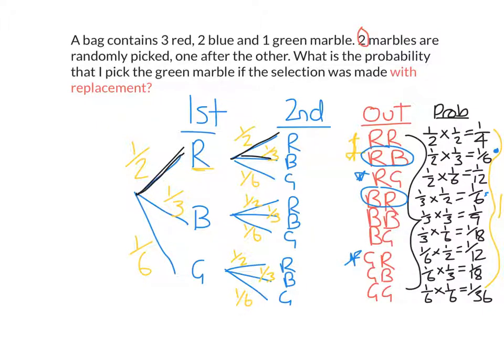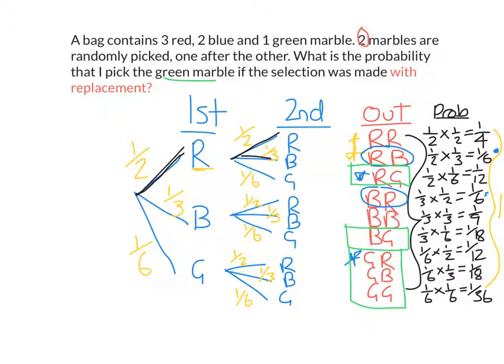So now that we've done this, we can finally get back to answering the question. What's the probability that I pick the green marble? So let's go through and highlight all of those ones that include the green marble. So I want to include this one, because it's got the green one, this one, and I want to include all of these 3 here.